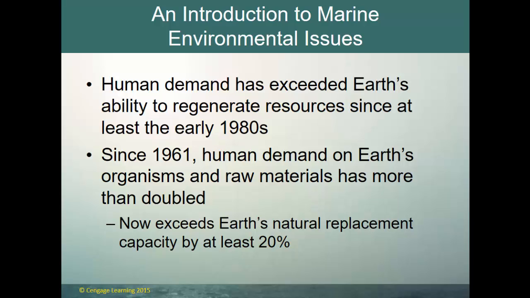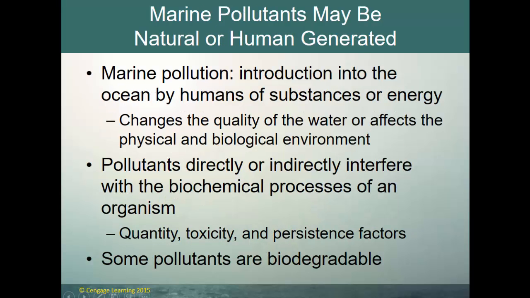All right, so what are some of the environmental issues for the ocean? And of course, it's easy to know. We probably all know this. Humans are the biggest problem for the oceans. Human demand has exceeded Earth's ability to regenerate resources since about the early 1980s. That's when it's been estimated that the ability for the Earth to regenerate its resources no longer kept up with the human demand. Since 1961, human demand on Earth's organisms and raw materials has more than doubled, and it now exceeds the Earth's natural replenishment capacity. So the ability for the Earth to replenish what's there currently, we're exceeding that by about 20%. And we have been since, again, the 1980s.